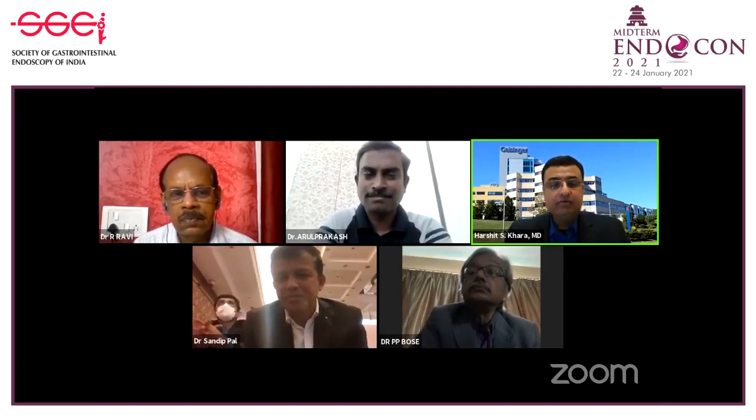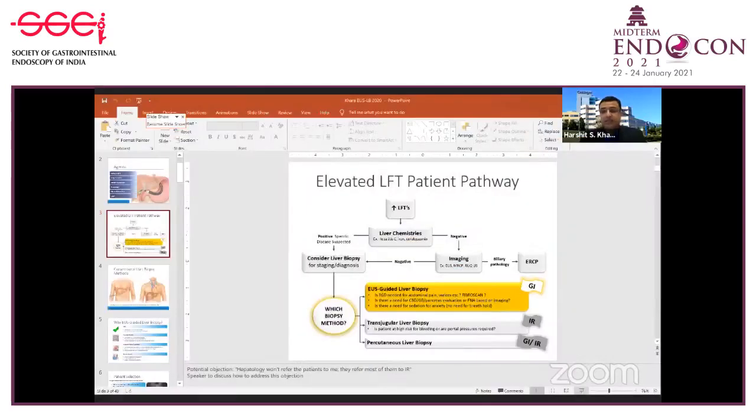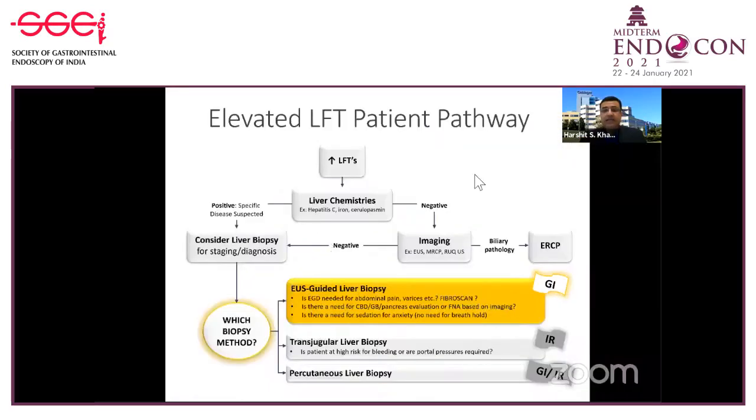So instead of that, we have come up with this protocol I can share with you really quickly. If patients have elevated liver enzymes, we do an EUS, and if they have a biliary pathology, we can do an ERCP at the same time in the same session. If they don't have a biliary pathology and everything is normal, then we can get a US-guided liver biopsy at the same time.